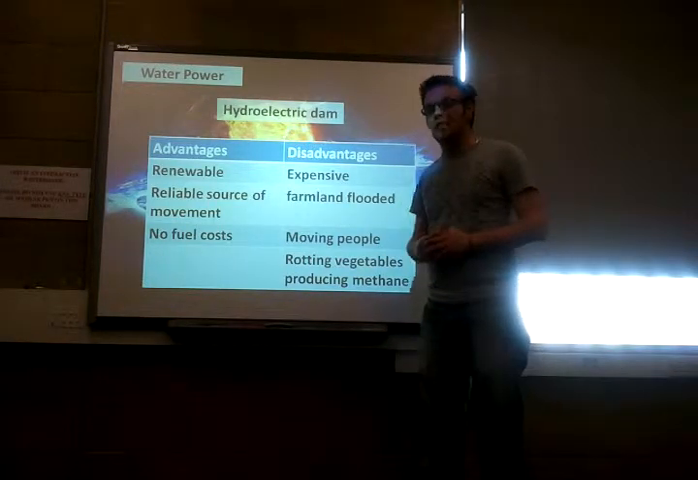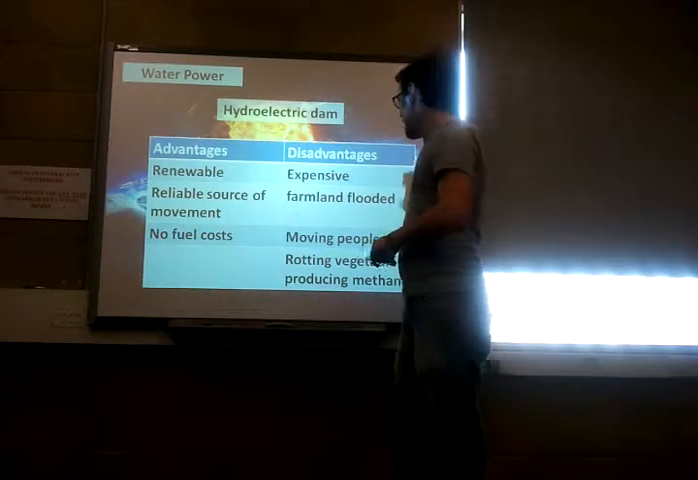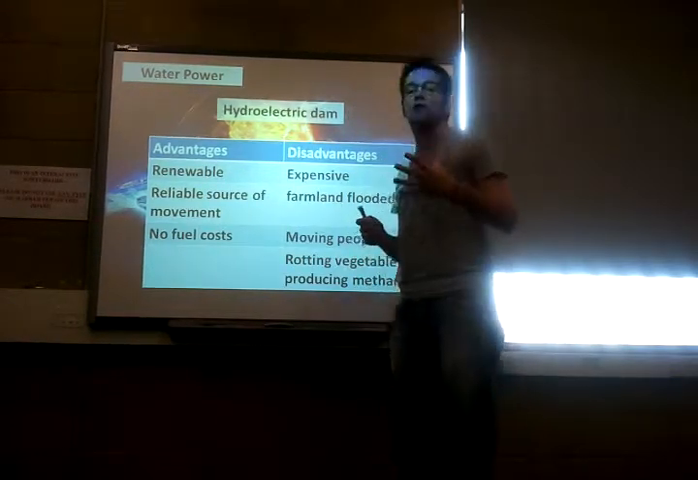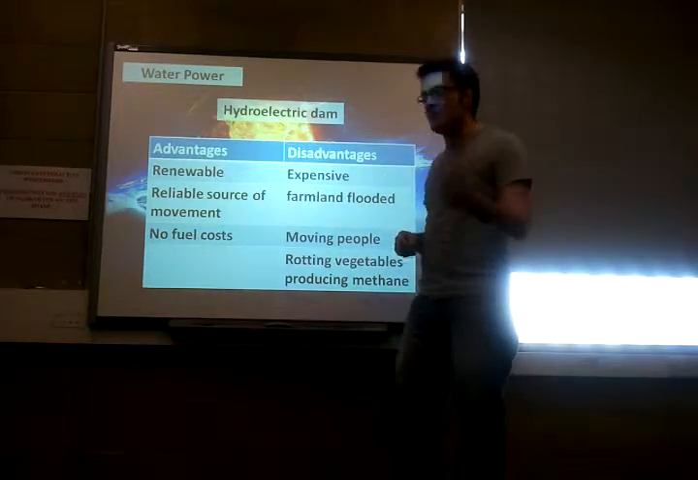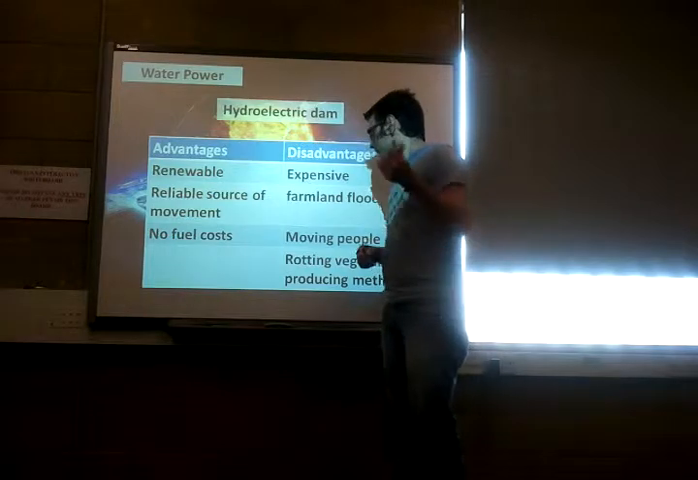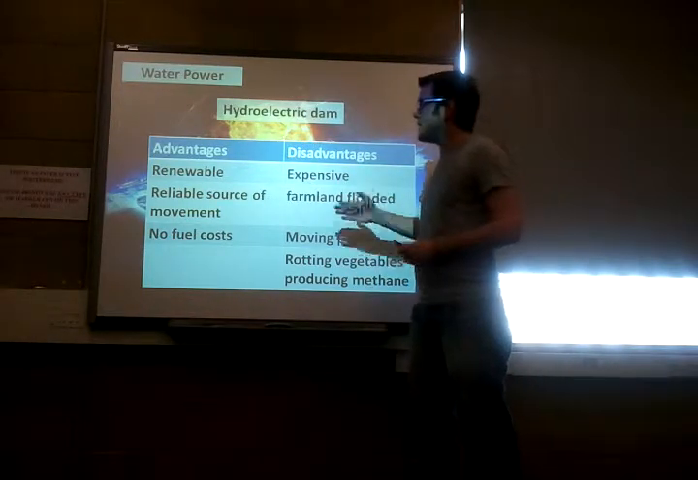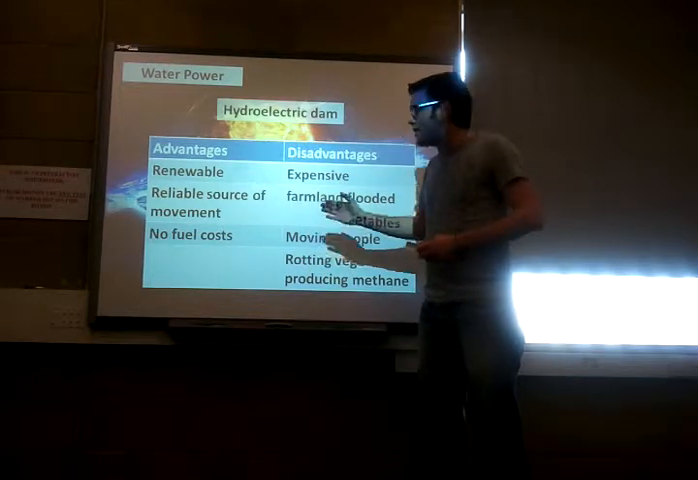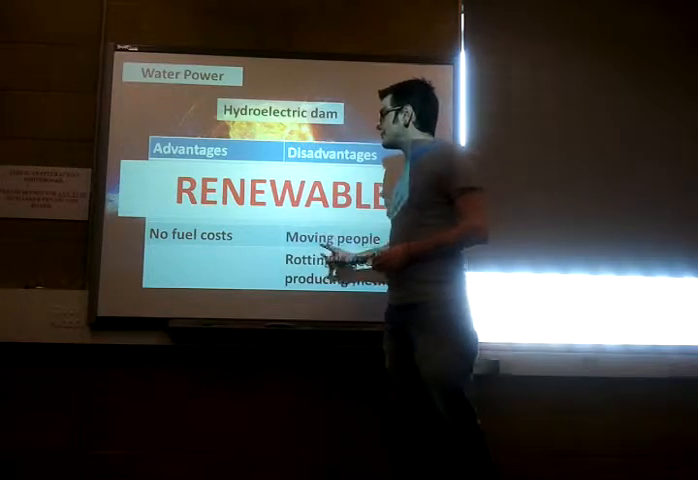Another downside of this is that the majority of the time it's farmland that's flooded, so there could be vegetables and food products that are flooded there, which again, as they decay, produce methane, which itself is a greenhouse gas. But, you know, it's good, it's reliable, it's essentially clean, and it's renewable.